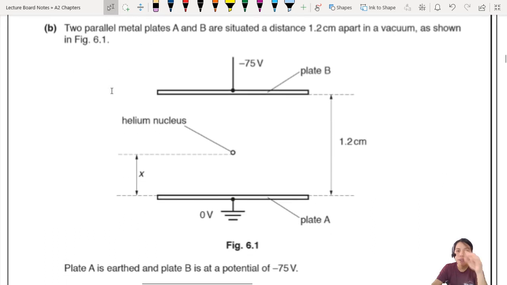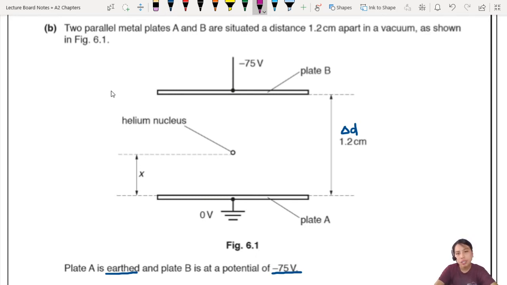Let's go to the parallel plates. So here you have beautiful parallel metal plates, 1.2 cm apart. This is our separation distance. And plate A is earthed. What is earth? Plate B is at a potential of negative 75. So they already told us one is 0 volt and the other is negative 75.